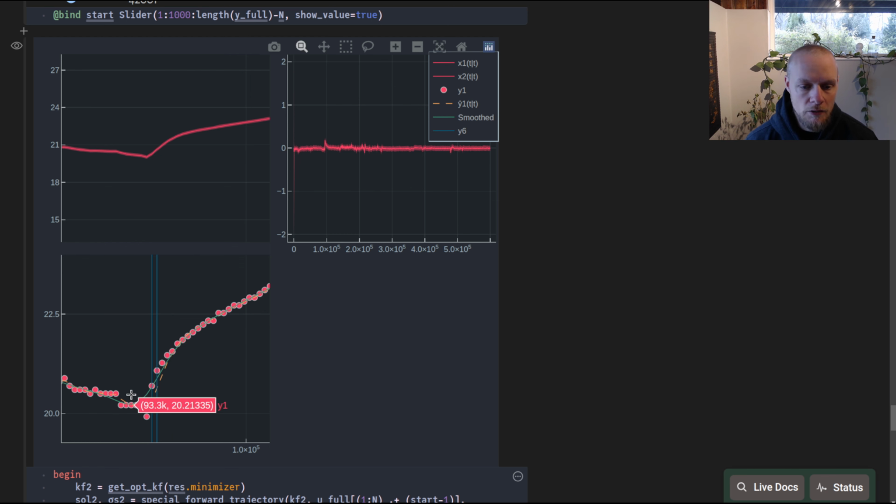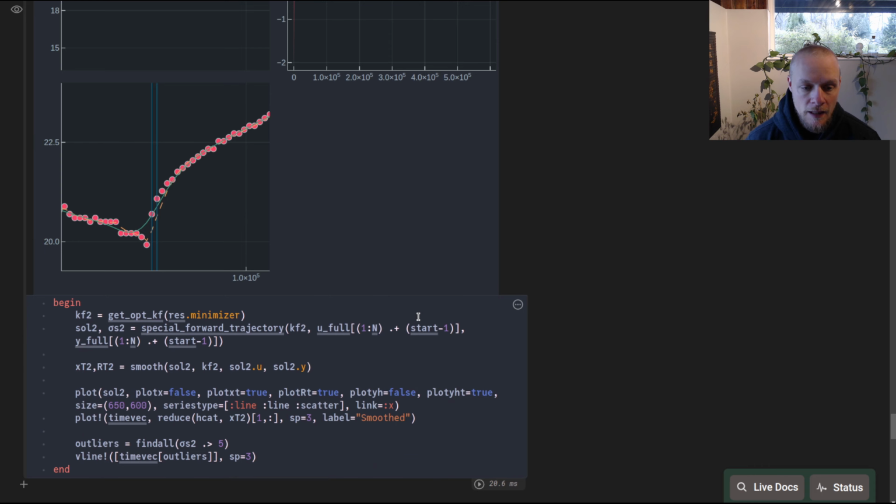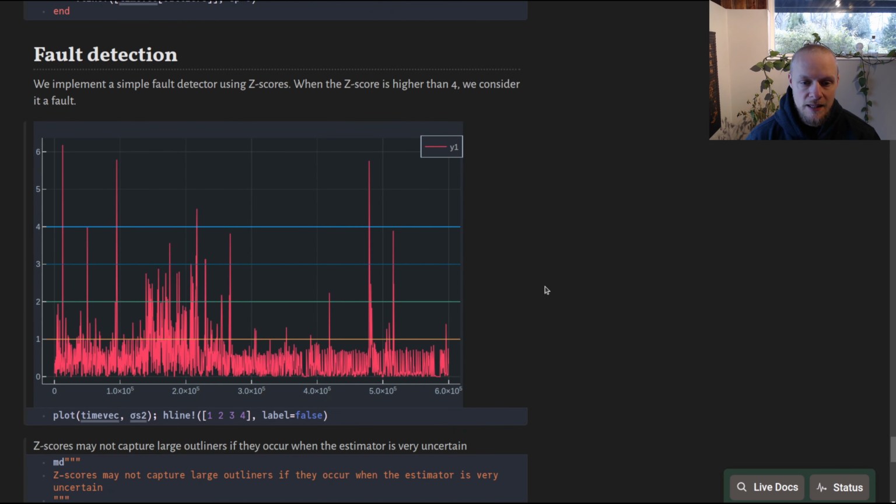All right, so how did I compute this? How did I figure out that this was an outlier? To do that, we will enter the section of the notebook I call fault detection. I said before that when we do the filtering, I also compute the z-score. The z-score is roughly the number of standard deviations my prediction is away from what was expected. And here I plot the entire array of z-scores, and we see that most of the time they are quite low, but sometimes there are large spikes.